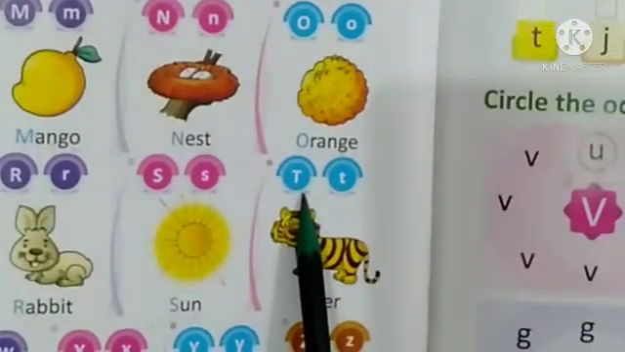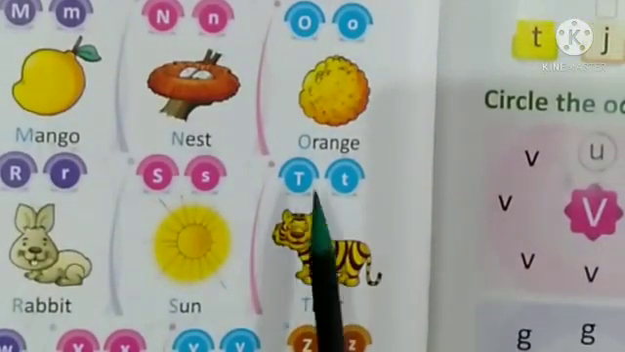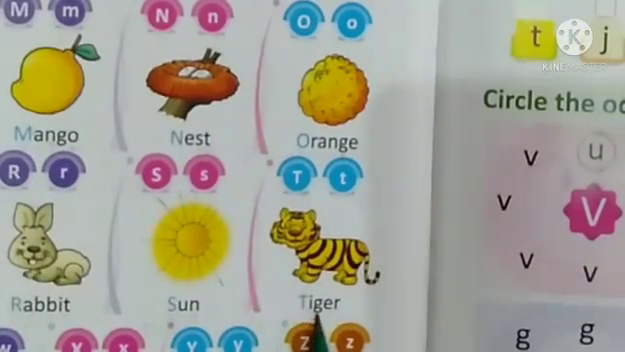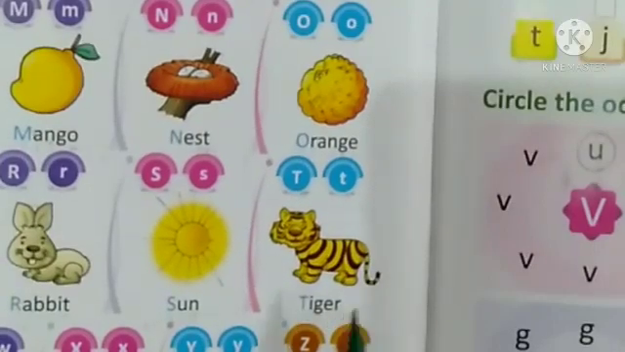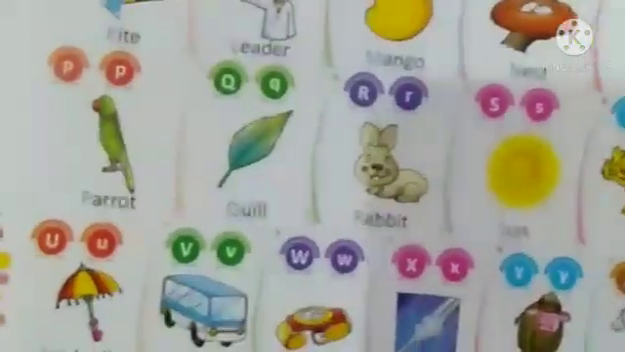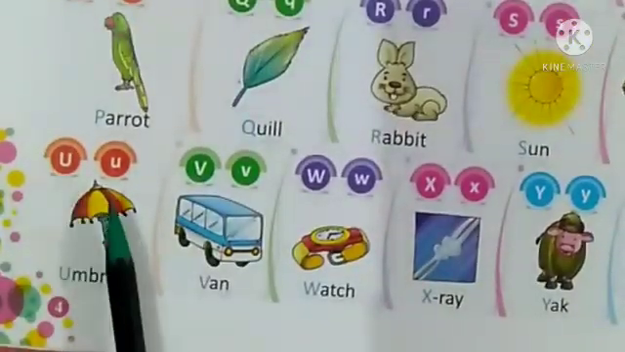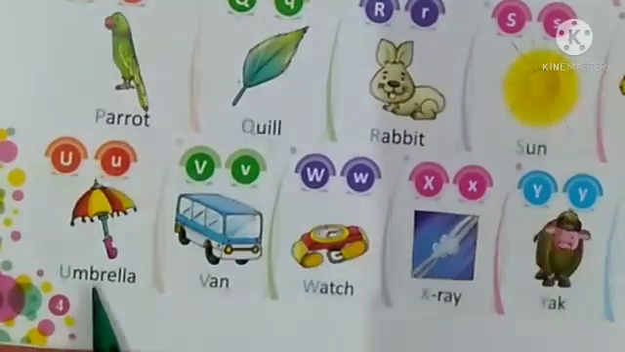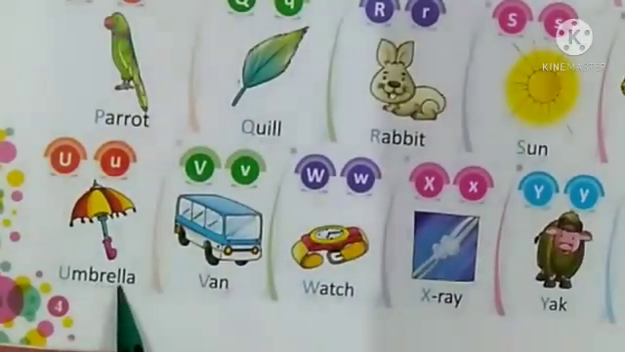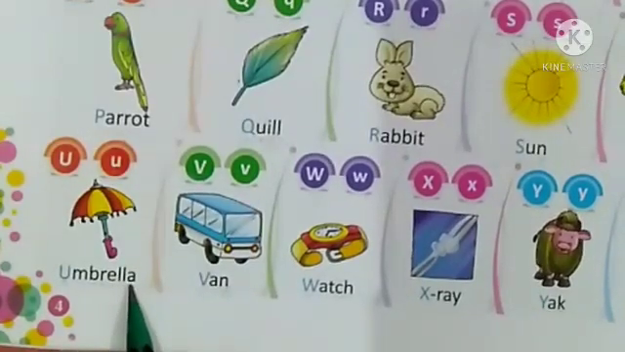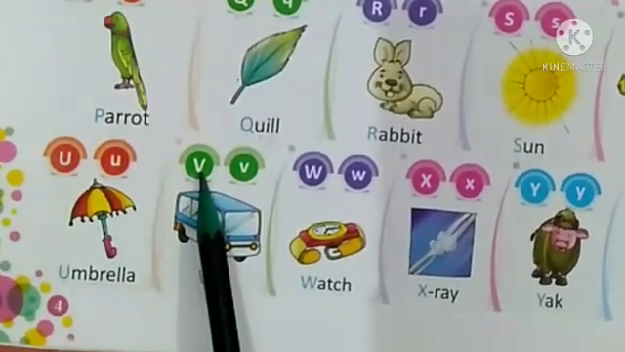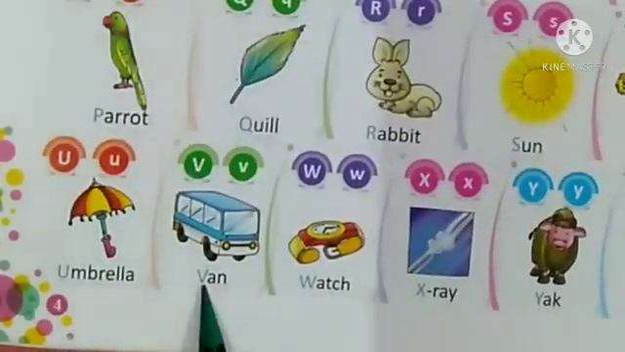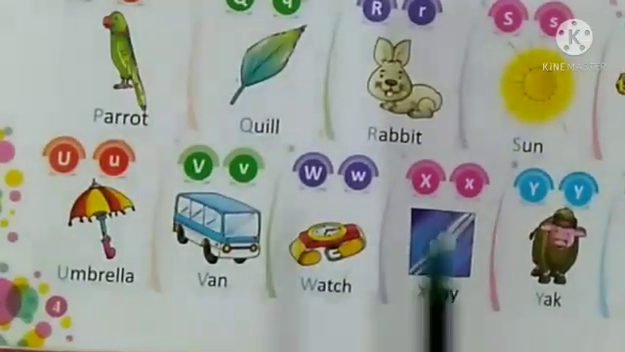T, T for tiger. This is capital T, and this is small t. T I G E R, tiger. T for tiger. U, this is capital U, and this is small u. U for umbrella. U M B R E L L A, umbrella. V, this is capital V, and this is small v. V for van. V A N, van.